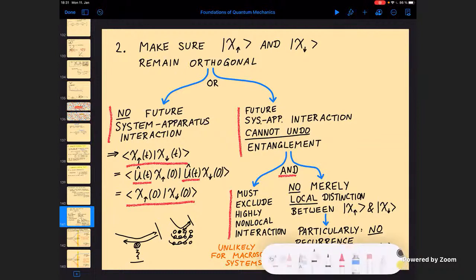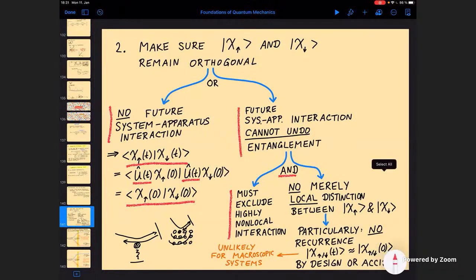And so this is then the second requirement that I listed here, that we want to make sure that at all future times, after the measurement has completed, there is no merely local distinction between chi up and chi down. So it really becomes this kind of non-local change in many degrees of freedom, which you cannot easily undo. So that's the idea here. And what do we have to make sure for this to be true, that there is not merely a local distinction at some later time?